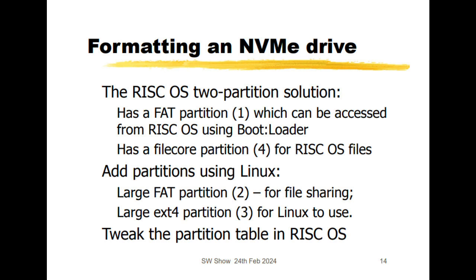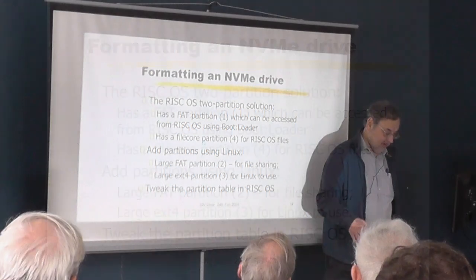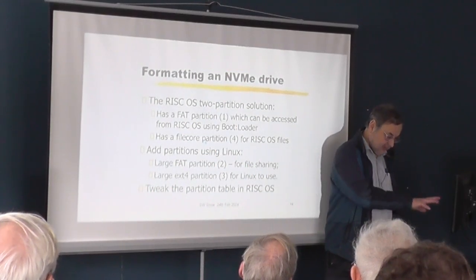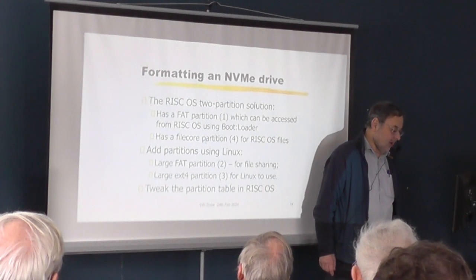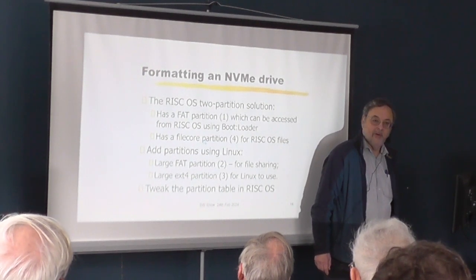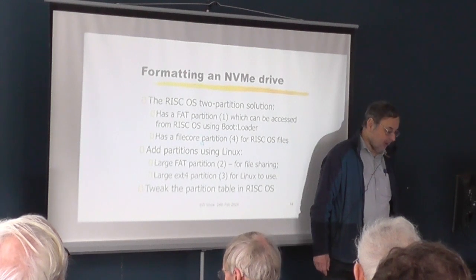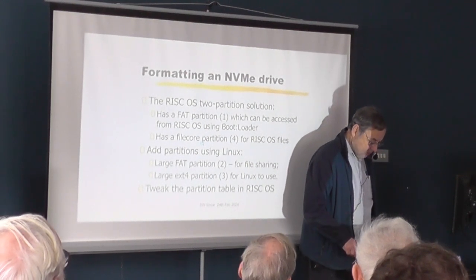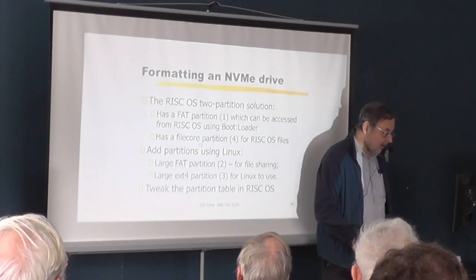So if I then go into Linux, I can add 2 more partitions to fill the rest of the drive up, and they end up in a rather strange order, because the way it works is that they end up with partition 1, then 4, then 2, then 3. So Linux doesn't really like that, so there's a description of how you tweak that around. And you end up with an NVMe drive where you can boot into either RISC OS or Linux. So I could show you that at this stage.